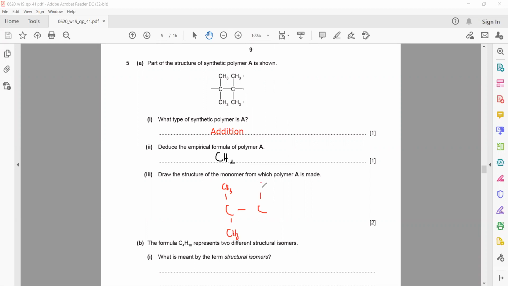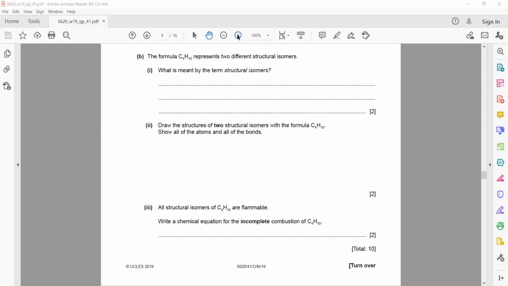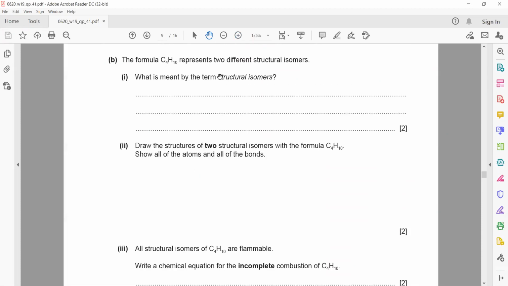The next part: the formula C4H10 represents two structural isomers. What is meant by the term structural isomers? Same molecular formula but different structure. We call them structural isomers. Compounds with the same molecular formula but different structures, that's right. Draw two structural isomers of C4H10. I want everyone to use screen annotation to draw the two isomers. You can use any space available on the screen.